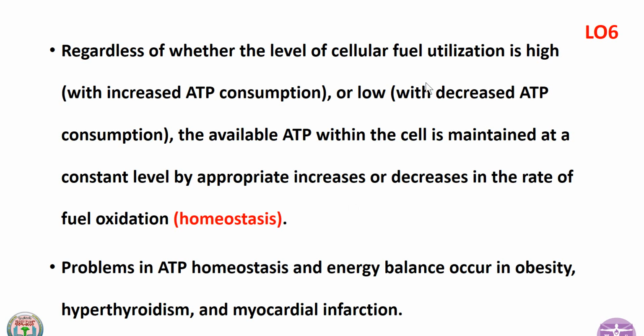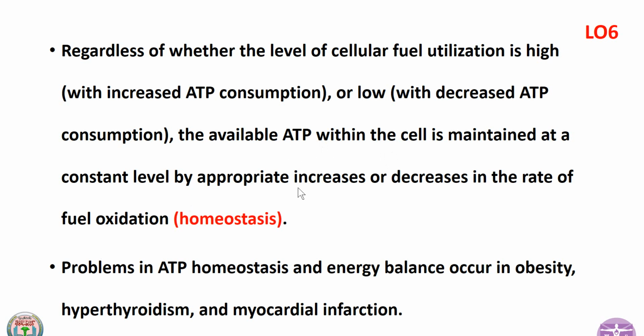Regardless of whether the level of cellular fuel utilization is high with an increased ATP consumption, or low with decreased ATP consumption, the available ATP within the cell is maintained at a constant level by appropriate increases or decreases in the rate of fuel oxidation. So there is a constant homeostatic process in which the ATP and the ADP stay in a constant state.